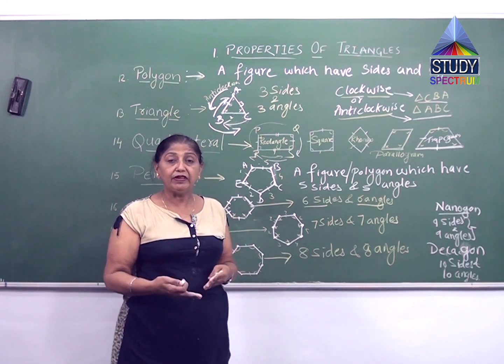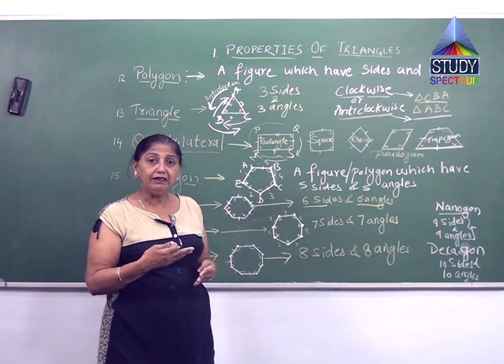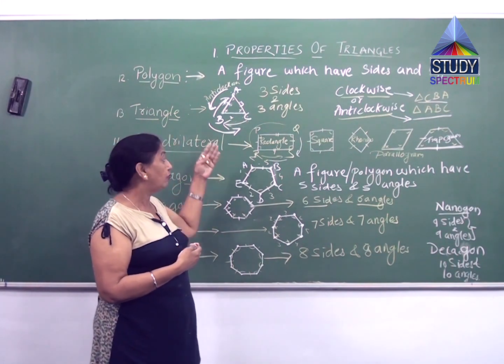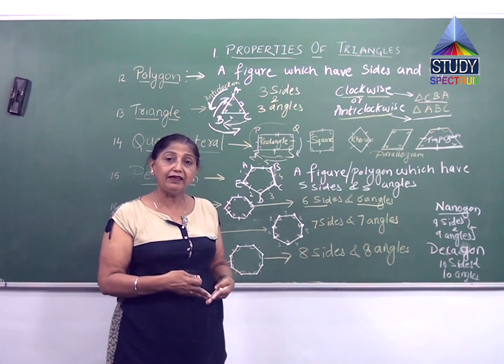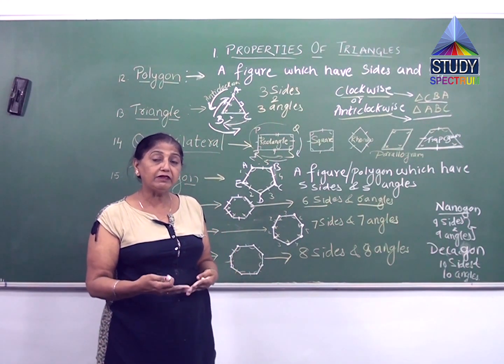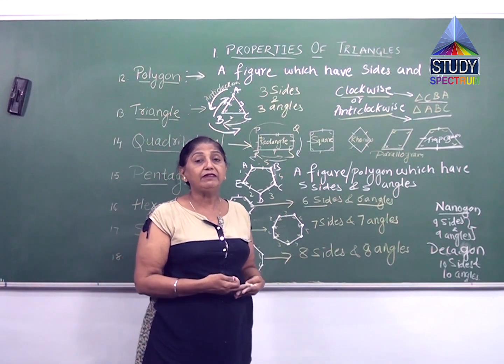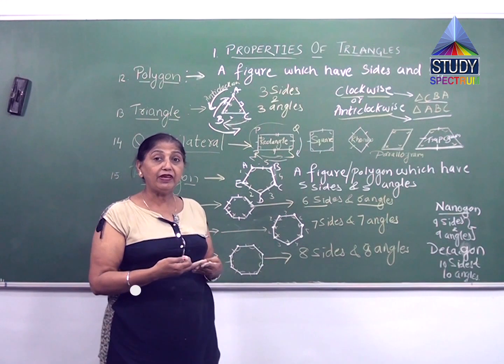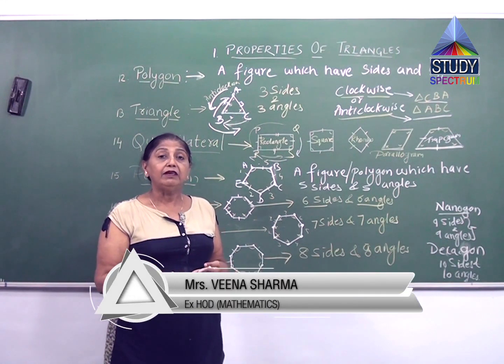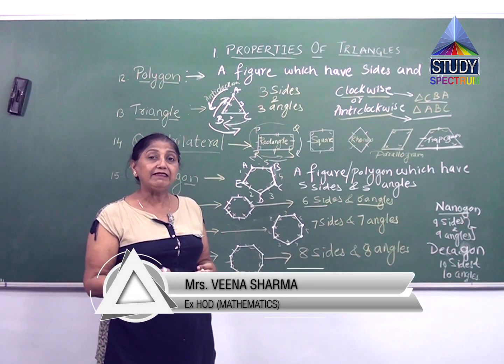Polygon means a figure which has a number of sides and angles. So this triangle is a polygon which has 3 sides and 3 angles. Quadrilateral is a polygon which has 4 sides and 4 angles. And then pentagon is there with 5 sides and 5 angles. Hexagon is with 6 sides and 6 angles.